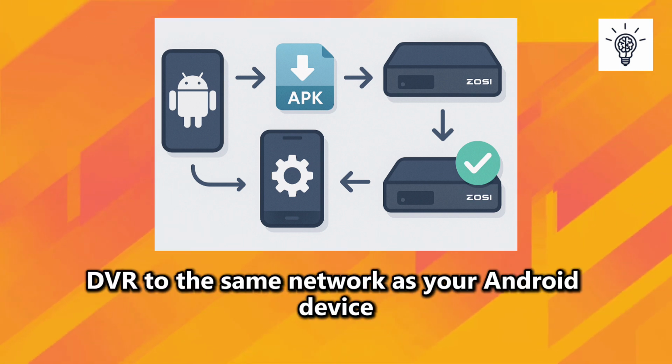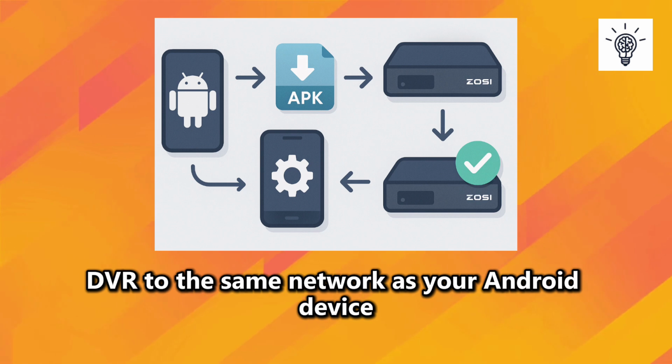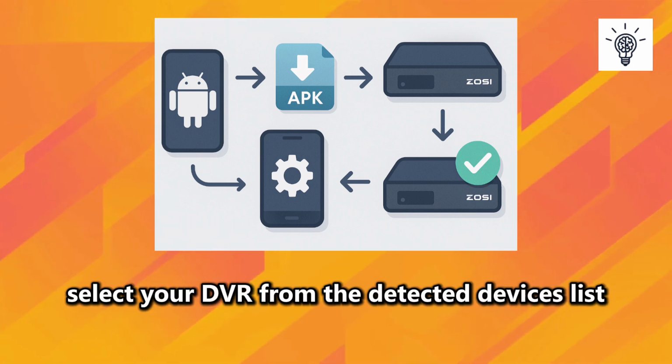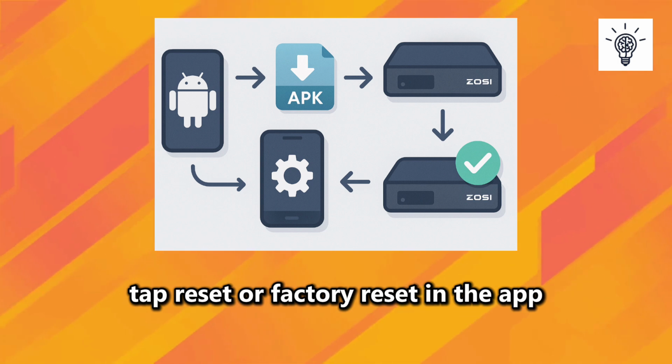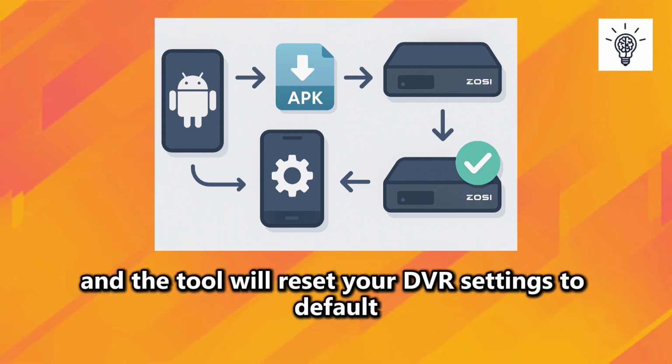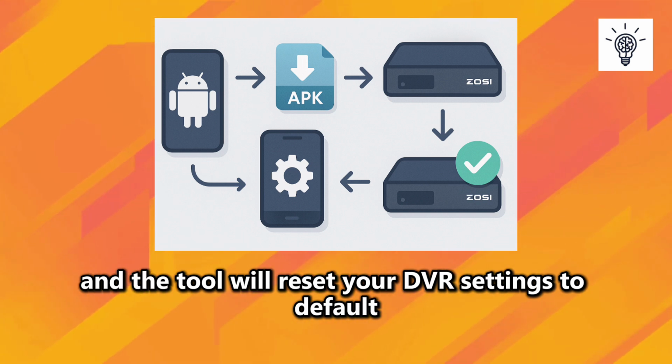Connect your Zosi DVR to the same network as your Android device. In the app, select your DVR from the detected devices list. Tap Reset or Factory Reset in the app. Confirm your choice, and the tool will reset your DVR settings to default.